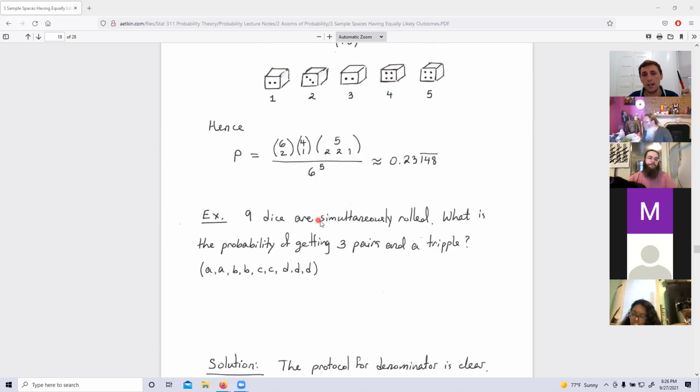So 9 dice are simultaneously rolled. What's the probability of getting 3 pairs and a triple? So I drew it over here. You see, this is the situation. Not necessarily in this order, naturally.